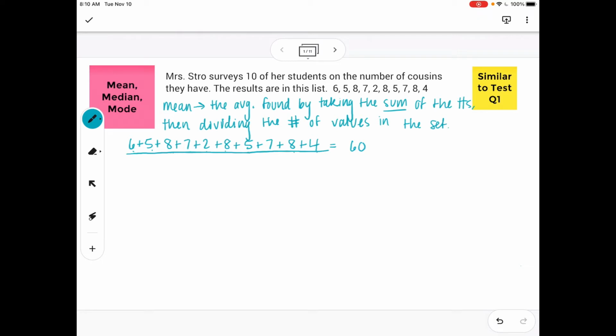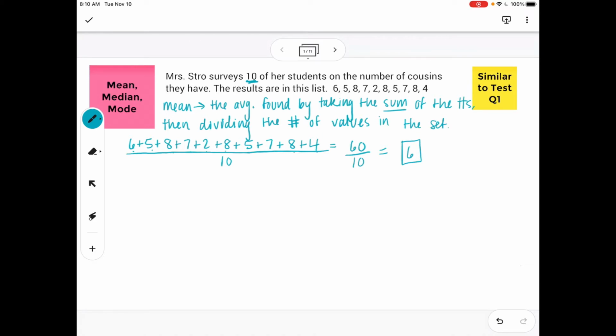And then we're going to divide by how many values are in the set. Like I said, I counted them, and it said 10. And also, the beginning here says Mrs. Stroh surveys 10 of her students. So we divide by 10. And of course, 60 divided by 10 is just going to give us 6. So our average, or mean, would be 6.